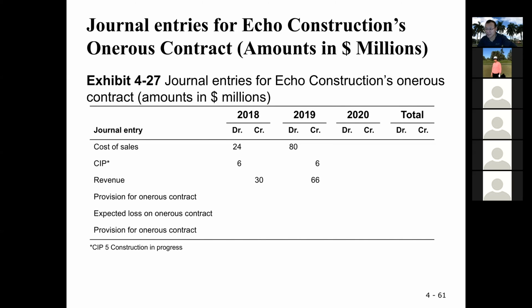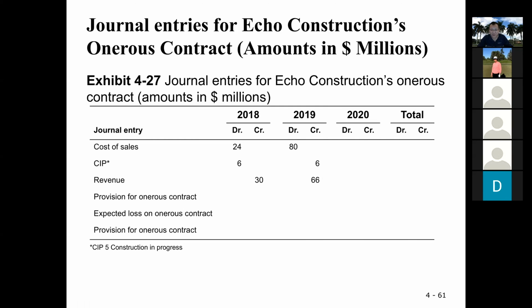Because this CIP is the gross profit. In 2018, you think it's a profitable contract, so you recognize the 6. But in 2019, you know this is a non-profitable contract, so you should not recognize any profit. You have to reverse the debit balance of 6. By the way, this column is credit. So now I have 6 plus 66, that's 72. This is 80, so I need another 8.